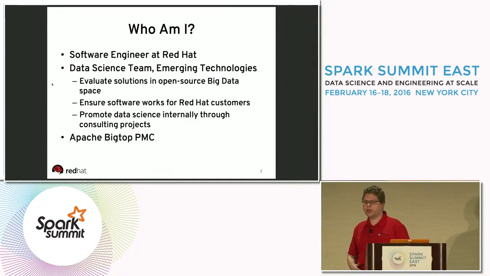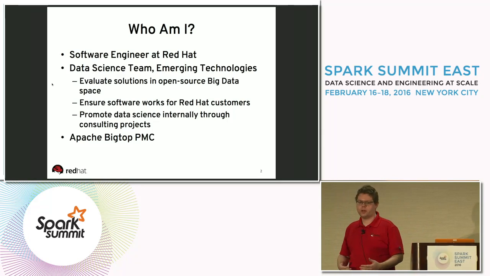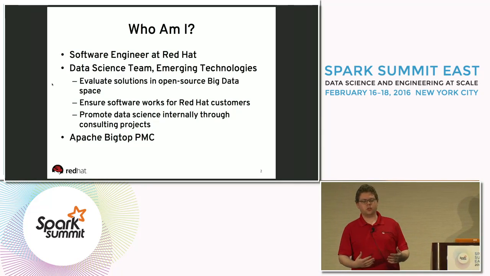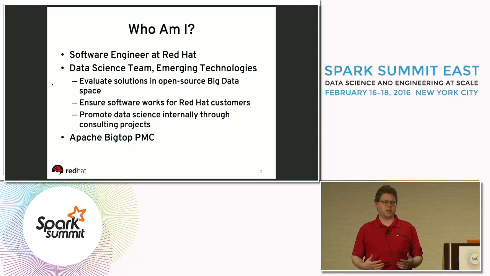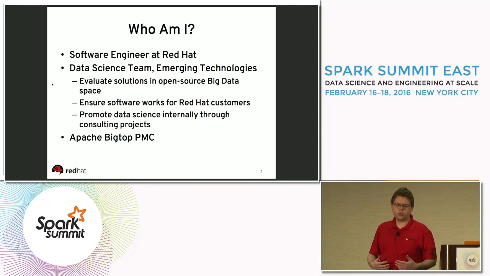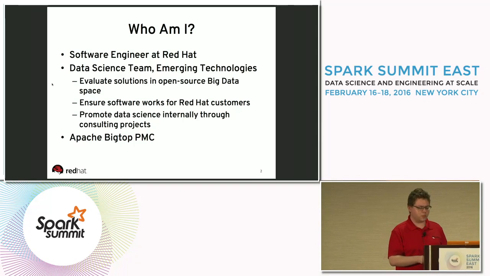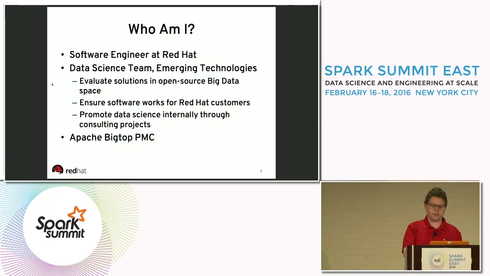My name is RJ Noling, and I'm a software engineer at Red Hat. I'm on the data science team in emerging technologies. We evaluate solutions in the open source big data space, ensure those solutions work with Red Hat products for Red Hat customers, and promote data science internally at Red Hat through consulting efforts. I'm also a member of the Apache Big Top PMC.